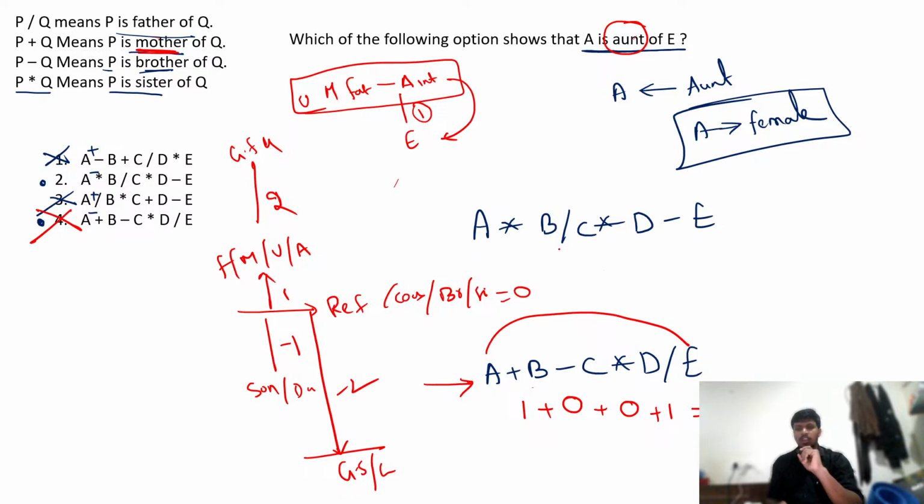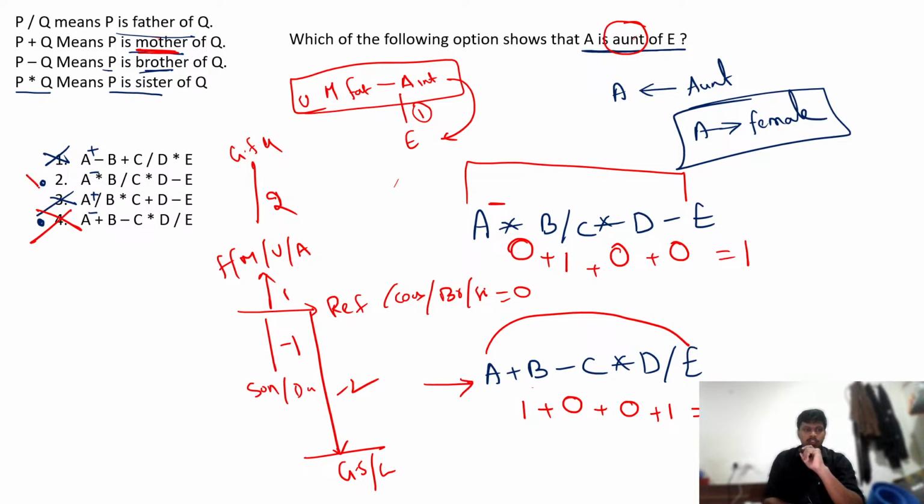Let's go to this one. Anyway, you can mark directly, but let us check this one also. A into B means A is sister, no generation gap. B by C means B is father, so 1 generation gap. C into D means sister, so 0 generation gap. D minus E means brother, 0 generation gap. In between A and E, I want the generation gap, so add all of them. You are going to get 1. So I want a female with 1 generation gap. Here also I am having a female with 1 generation gap. So option B is my answer.